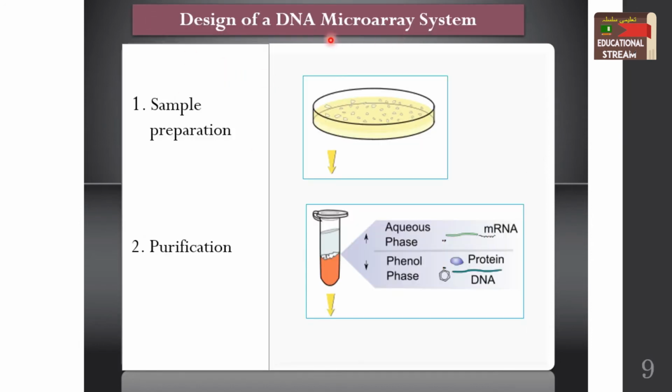So for designing a DNA microarray system, we need to first prepare the sample, and if we have to do a relative comparison of two samples, like comparing the patient with the healthy one, then we will do the same for both of these samples. First we will take the samples, and then we have to isolate the messenger RNA. We will add all the required chemicals, or use the kit in which two phases will be formed. In the phenolic phase, there will be the proteins and DNA which were present in the cell, and the aqueous phase will contain the messenger RNA.